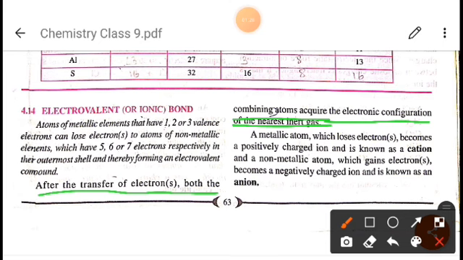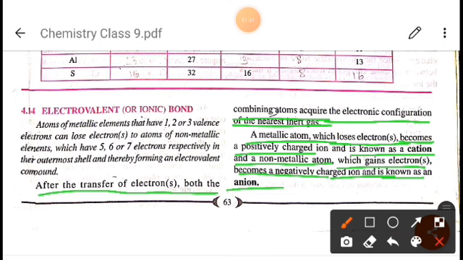And one more thing, metallic atoms can lose electrons and become positively charged ions, which are known as cations, and the non-metallic atoms which gain the electrons become negatively charged ions, which are known as anions, right?